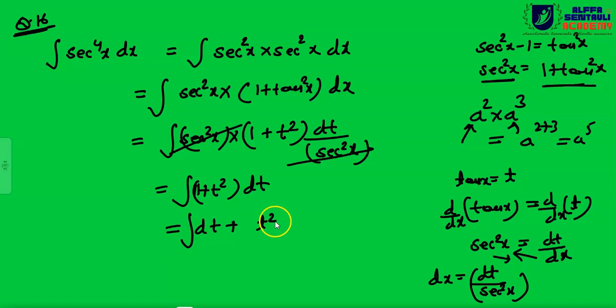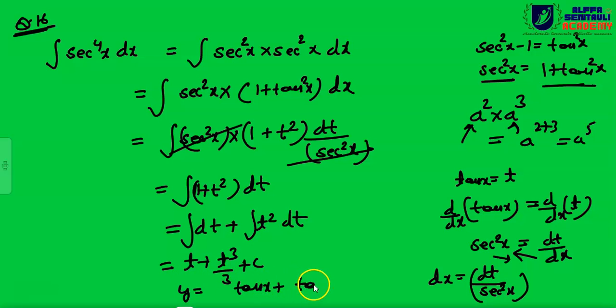So the answer will be what, beta? Integration of dt plus integration of t square dt. So the answer will be t plus t cube divided by 3 plus c. Replace t by tan x. Tan x plus tan x whole cube divided by 3 plus c. This is our final answer. Understood?